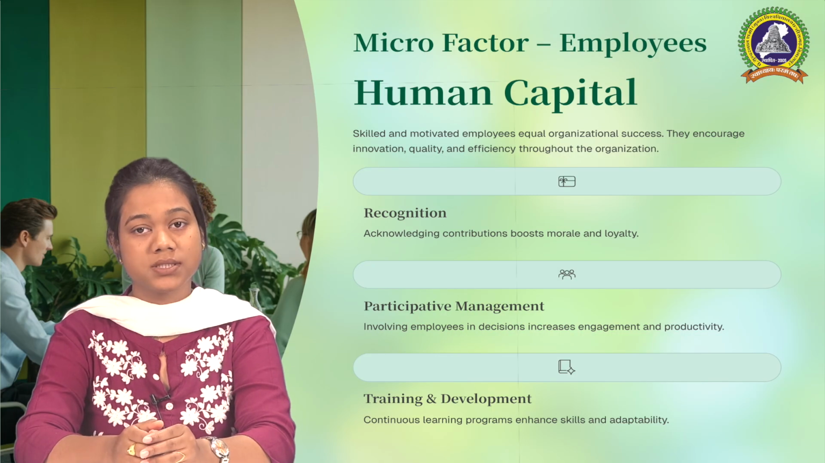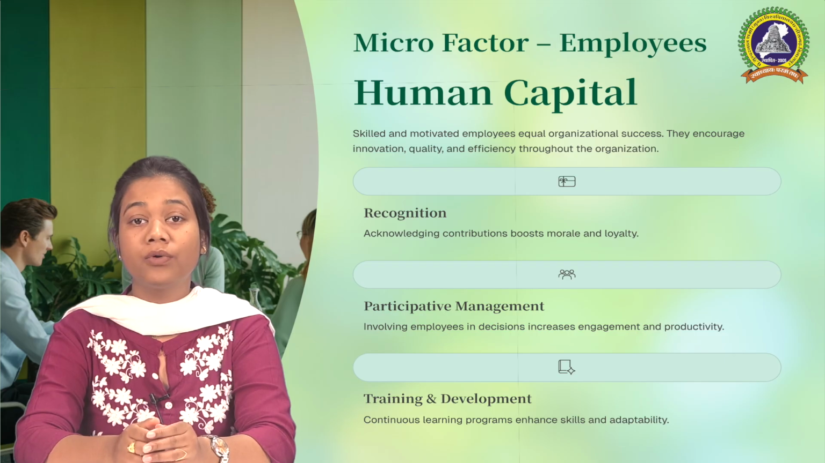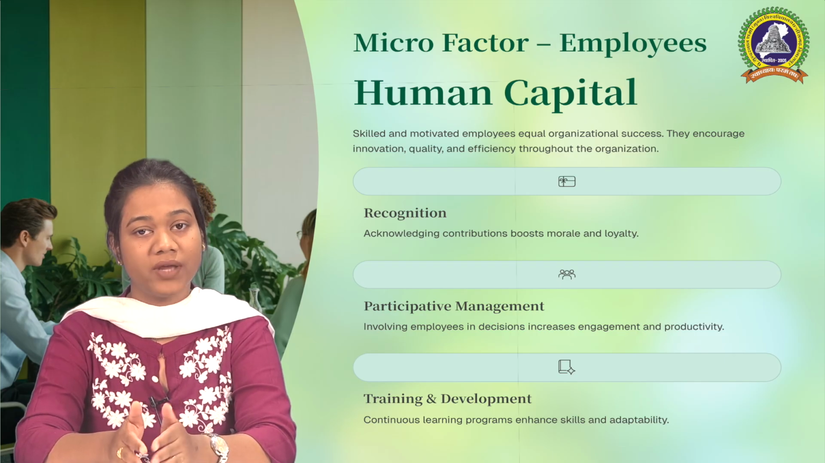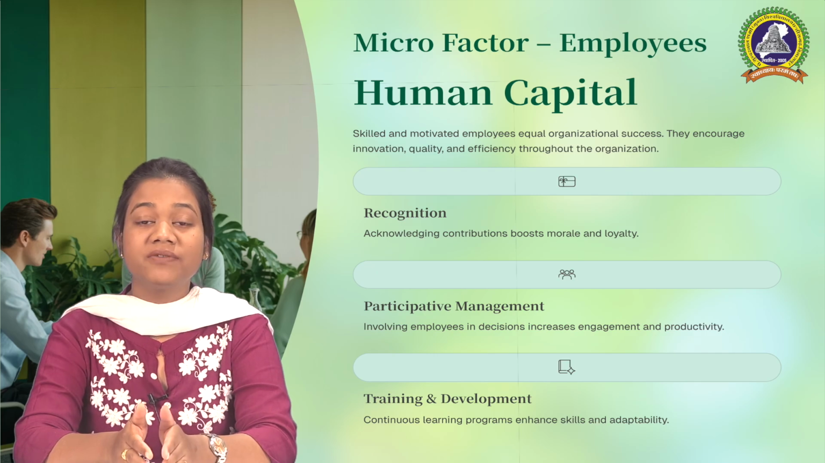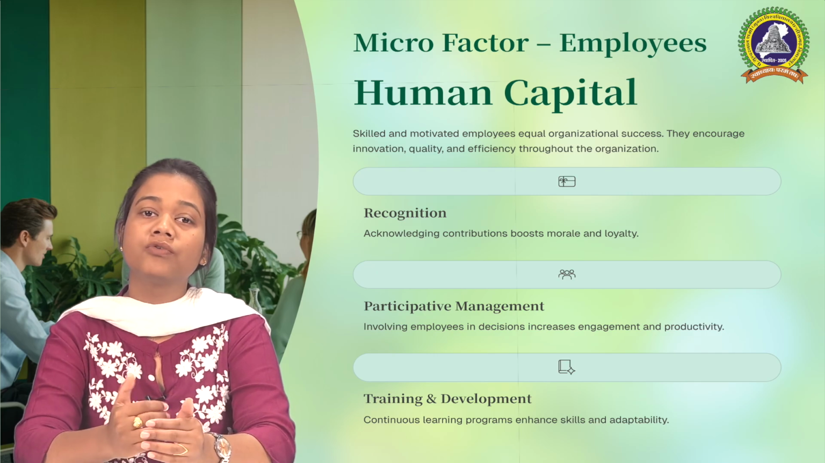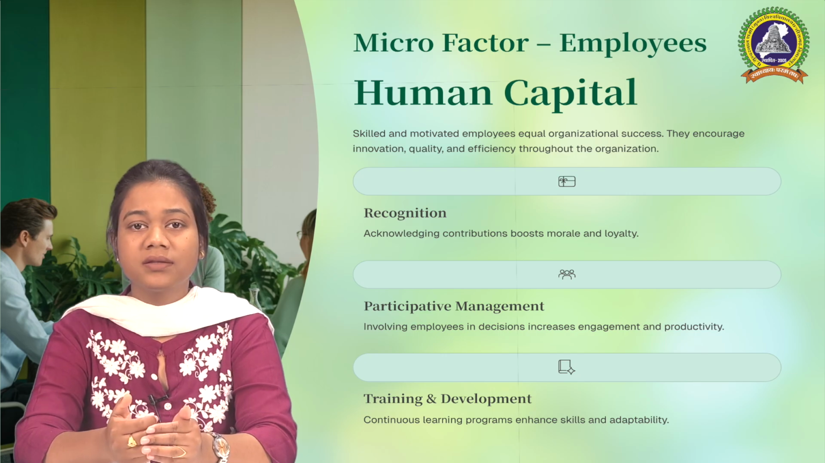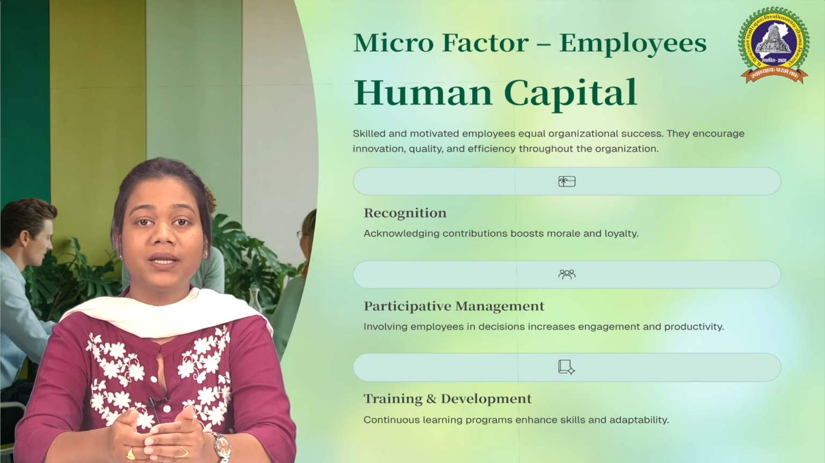Fourth, employees. Employees are the backbone of any business and play a critical role in its success or failure. Skilled and motivated employees are the ones who contribute to efficiency, productivity, and innovation. This internal factor is crucial to the company's ability to function. Finally, the fifth micro factor is stakeholders. It is a broad term.